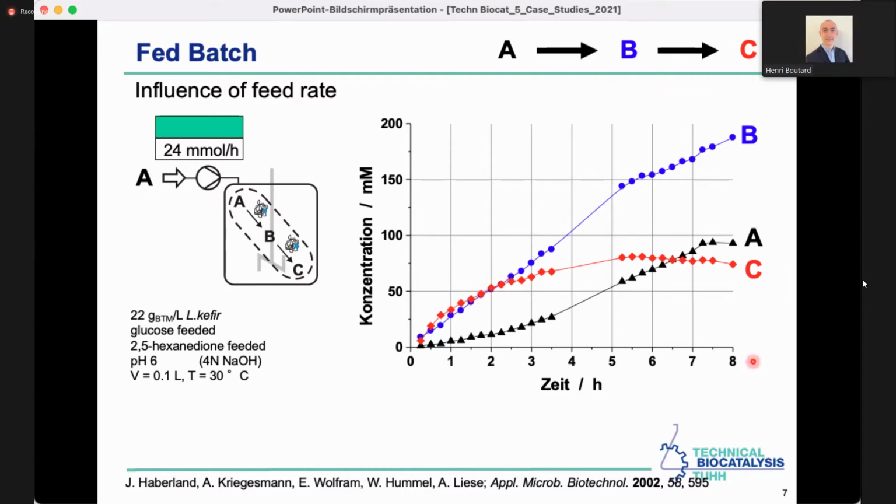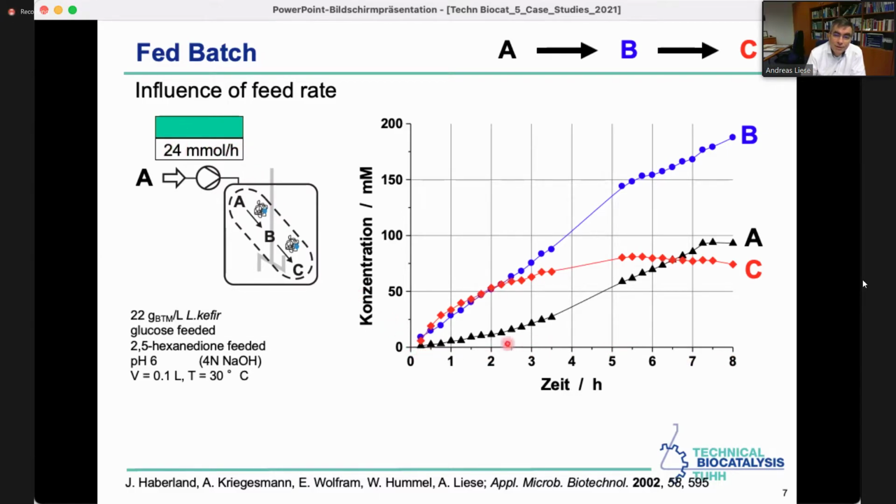It says that there is too much A to react, so we make it too fast in the batch. Yeah, because in the end we have two rates we need to compare. That's a transformation rate by the cells, where we have added a specific amount of the cells, yeah? And then we have a feed rate of A of 24 millimole per hour.